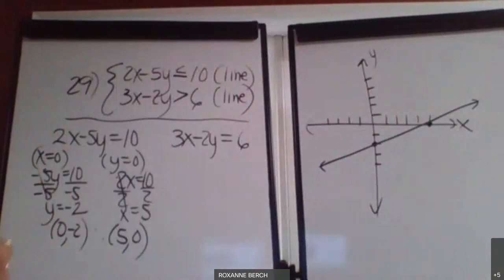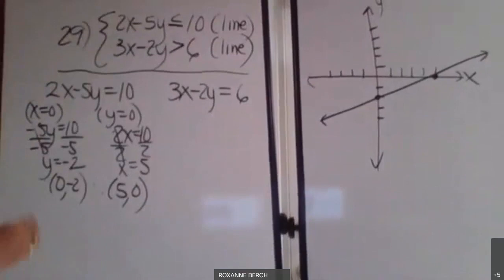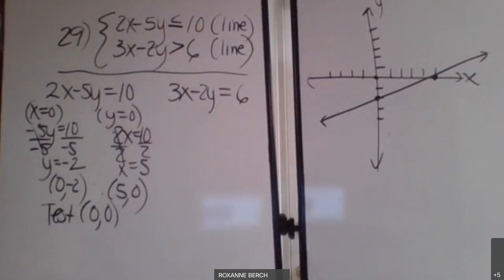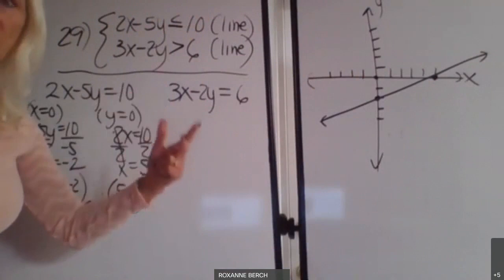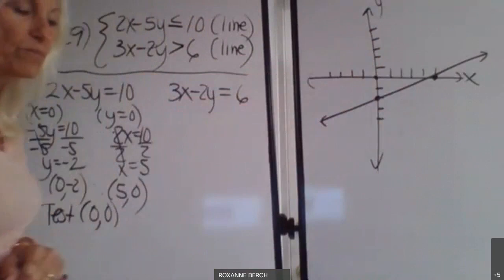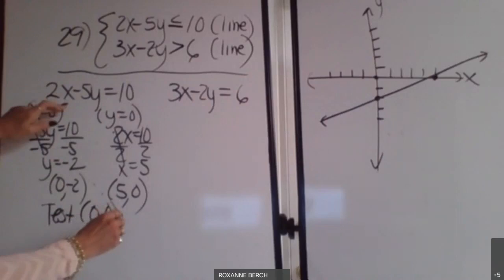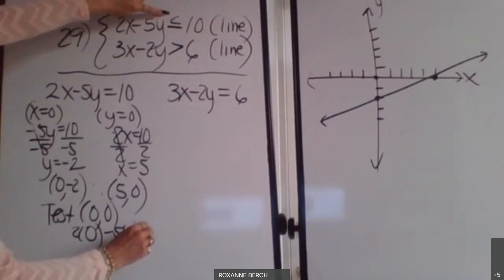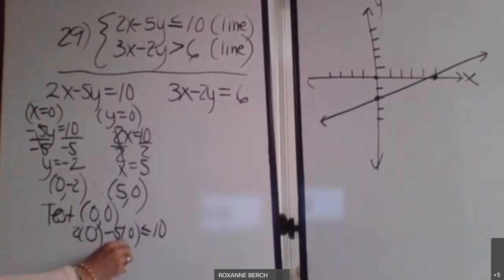Okay, so the next thing we do is test a point. I'm going to test 0, 0, and I'm going to make a little mark to show that it's above the line. So Bernie, that's one of the key things: whatever point you're going to test, make a little mark so you know where it is. If it works, you're going to shade that side. If it doesn't work, you're going to shade the other side. So let me show that one too. We put a 0 in for x, so that would be 2 times 0 minus 5 times 0, and then we use the inequality. Is 0 less than or equal to 10? That's true.